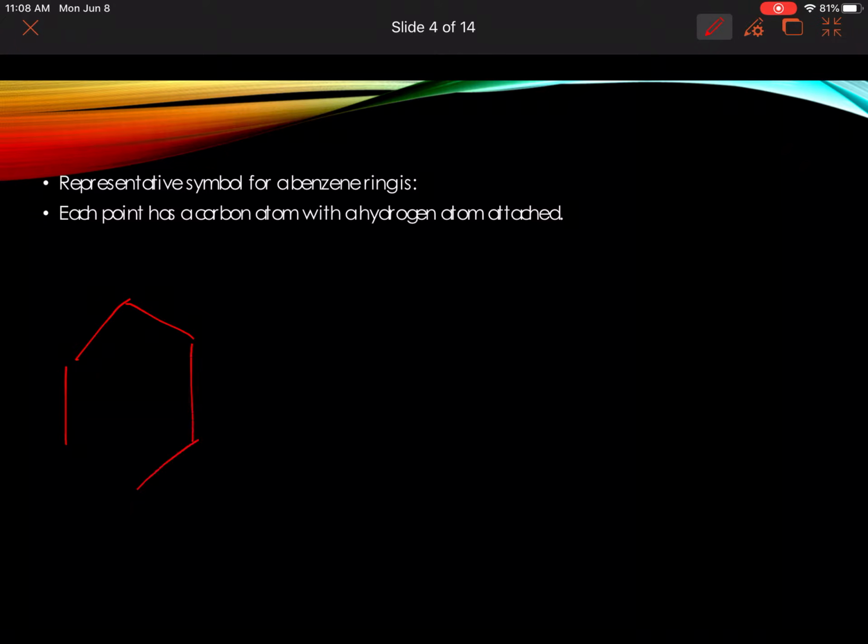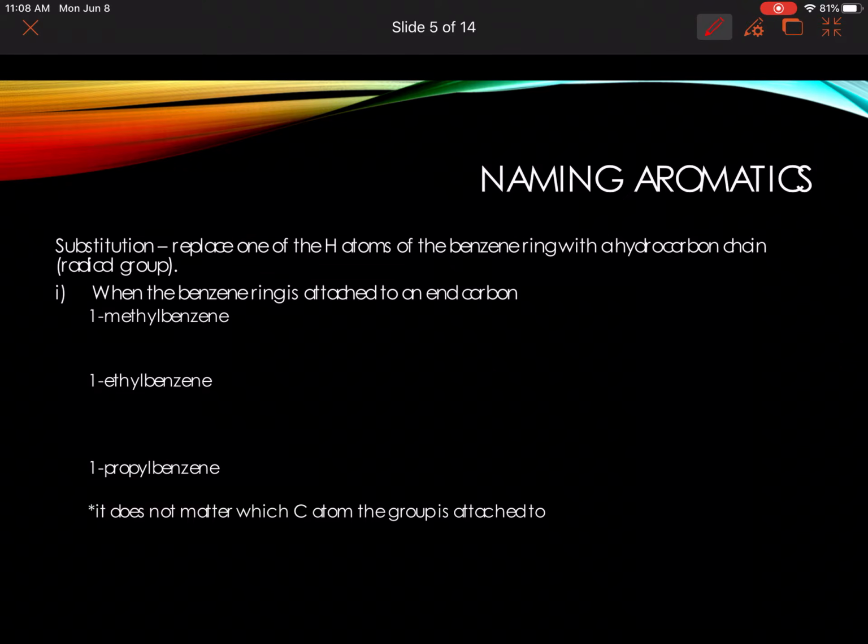Don't draw an octagon. Sometimes people start drawing octagons. It's only 6, so a hexagon with a circle in it. What that means is every single point is a carbon with a hydrogen attached. We don't draw the hydrogens, but just know that those are all there. Now, instead of a hydrogen, we can sometimes have an alkyl group there too. So sometimes we can substitute things off of those different carbons.